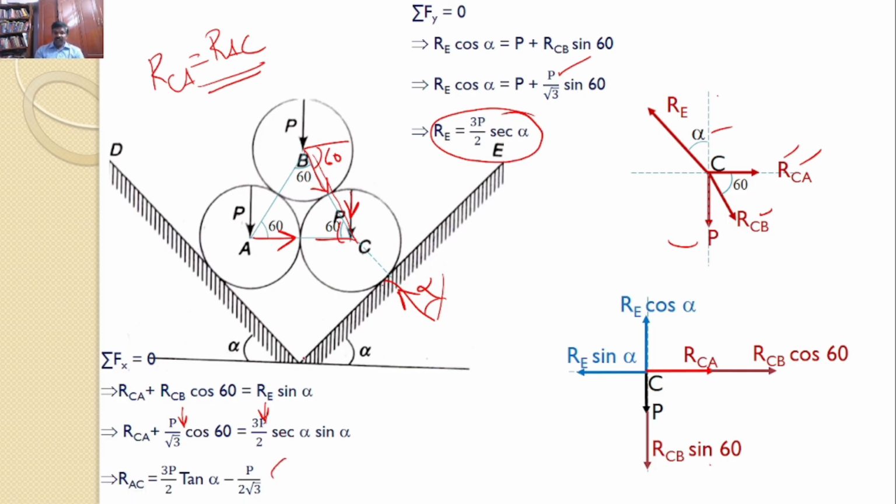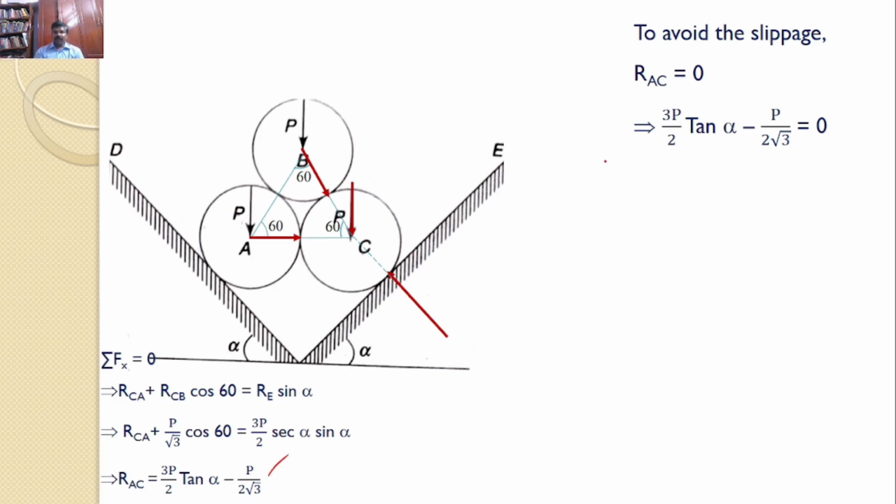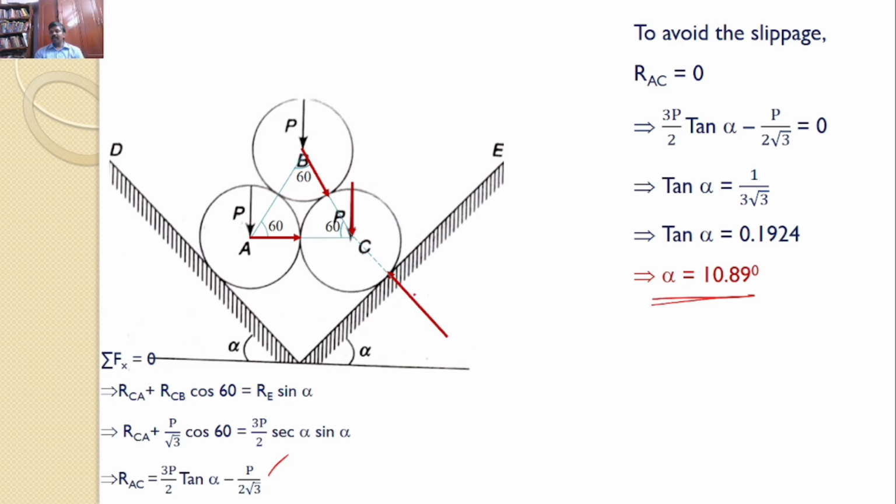Now, in order to avoid the slippage, as already we discussed, this RAC must be equal to 0. So 3P by 2 tan alpha minus P by 2 root 3 is equal to 0, and upon substituting you will get alpha is equal to 10.89. So out of the two values of alpha, minimum value is 10.89. Hence, alpha is equal to 10.89 degrees is the answer for this problem.